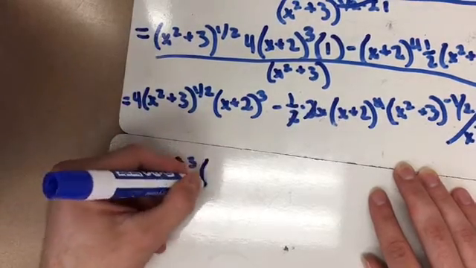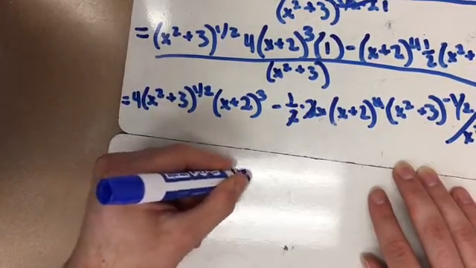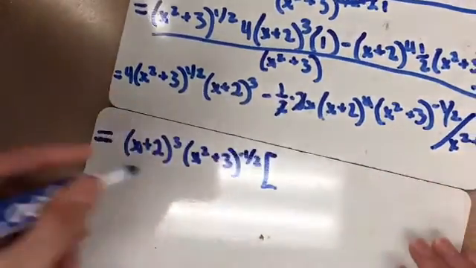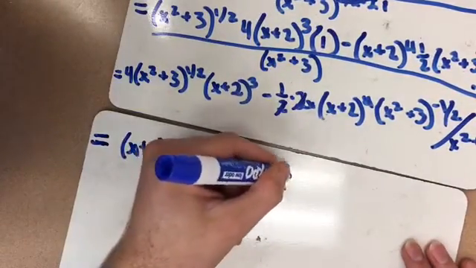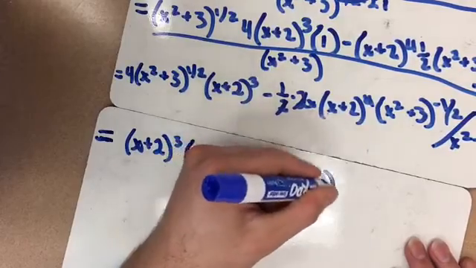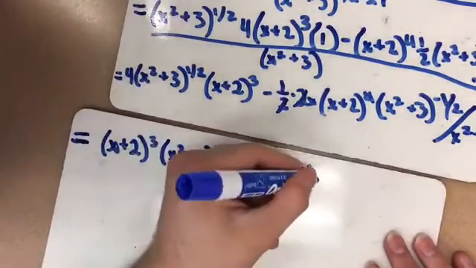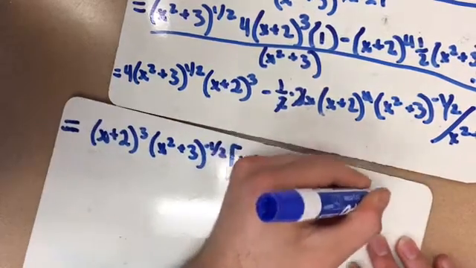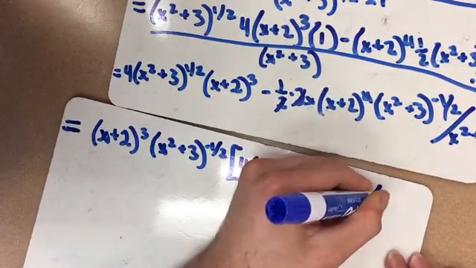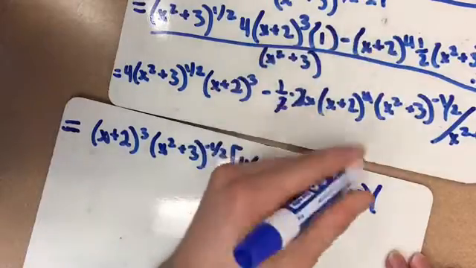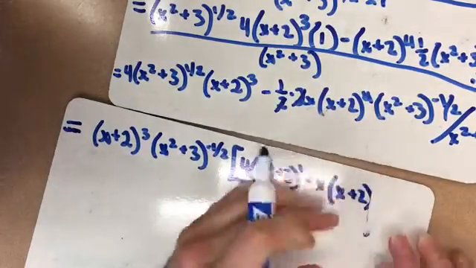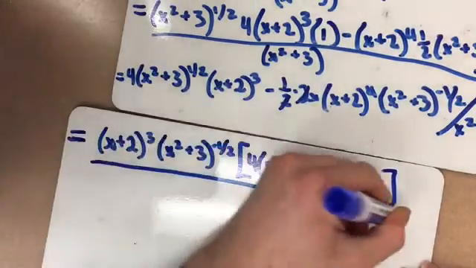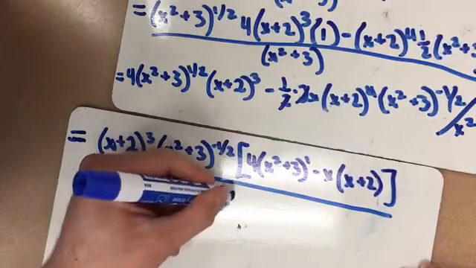I'll write that out. So we take our factors. I'm going to put it in brackets, and we have 4 times (x squared plus 3) to the 1 power minus (x plus 2) times, let's see, oh, we already factored that out. Okay, so that's the end. Close the bracket, and we put all that over x squared plus 3.